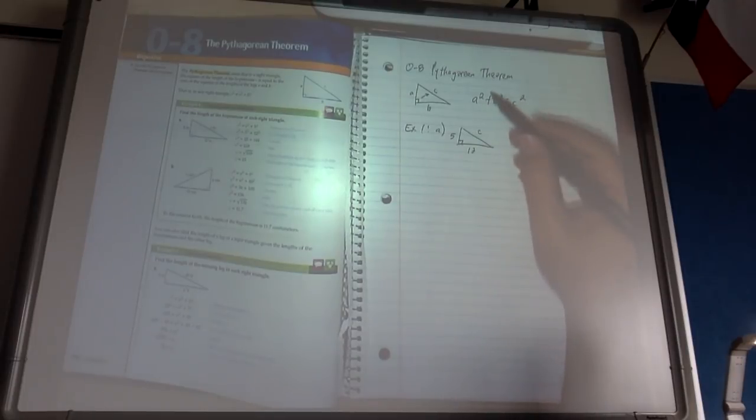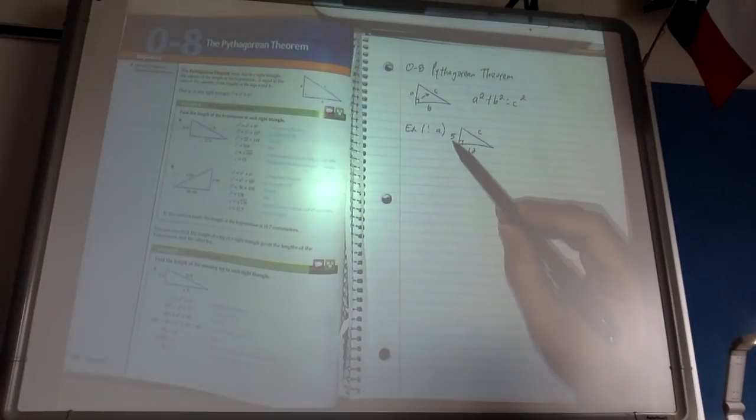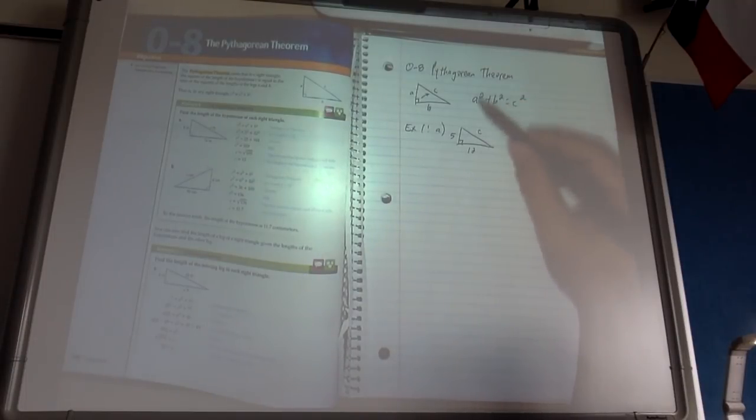So all we're going to do, just like in any algebraic problem, if we have a formula, we can plug in what we know, and we can solve for what we don't know. So I'm going to plug in 5 for A. I'm going to plug in 12 for B, and we're still going to solve for C. I have seen sometimes in the book, they'll put in X for the unknown. It shouldn't matter either way. We should be fine. So using the Pythagorean Theorem, that becomes 5 squared plus 12 squared equals C squared.